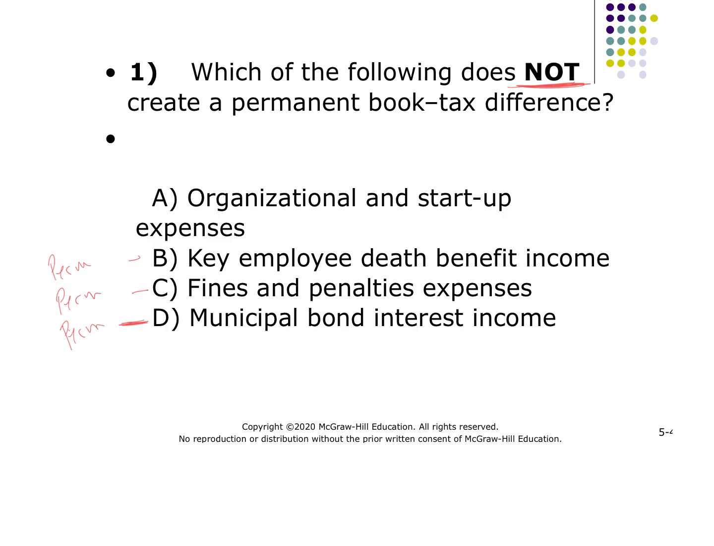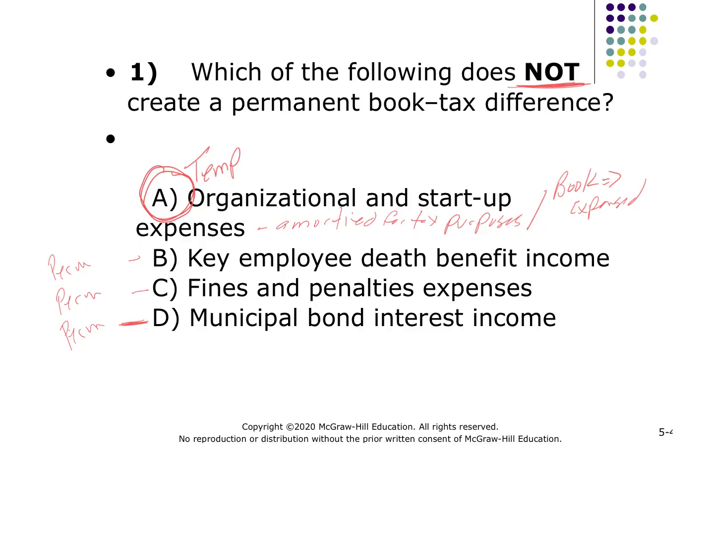And what do we know about organizational and startup expenses? Well, these are amortized for tax purposes. But for book, they're expensed immediately. So this is an example of a temporary book tax difference.